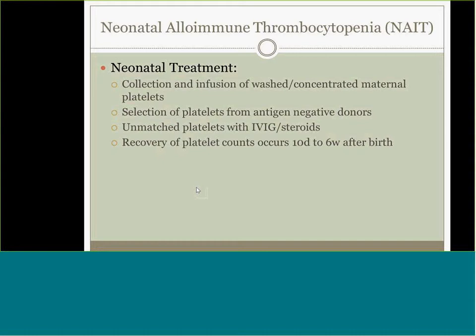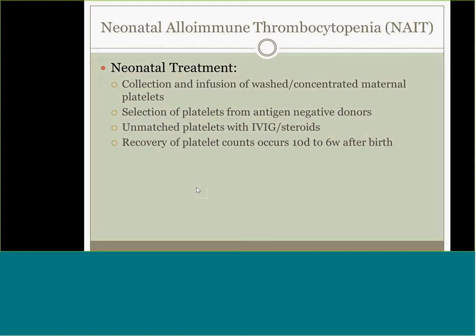Once the baby is born, we have several options as to how to transfuse this child. We can collect and infuse washed or concentrated maternal platelets. So mom is unaffected. She has a robust platelet count. You can collect her platelets in the donor center here and have them available for you later in the day. You do want to concentrate them, because her plasma, which is what the platelets exist in, does have that antibody. But her platelets we know are antigen negative, so they're probably one of the safest things we can give.